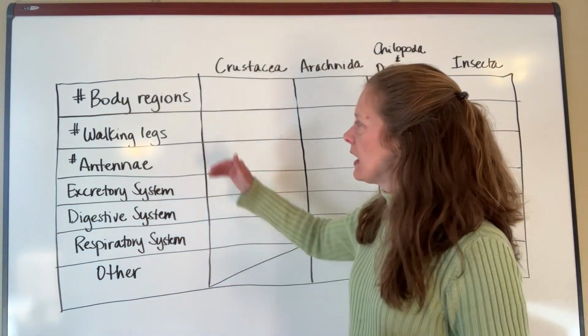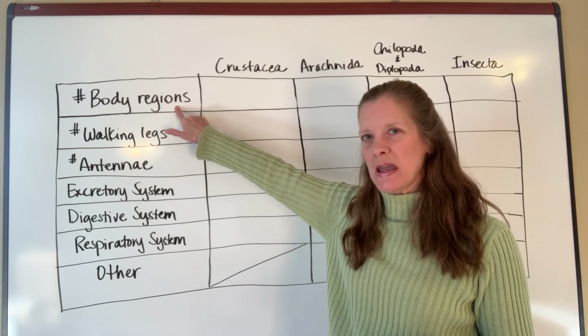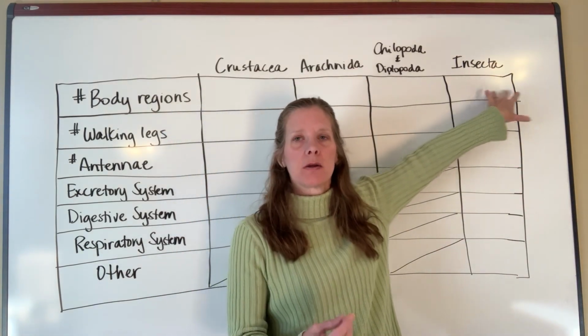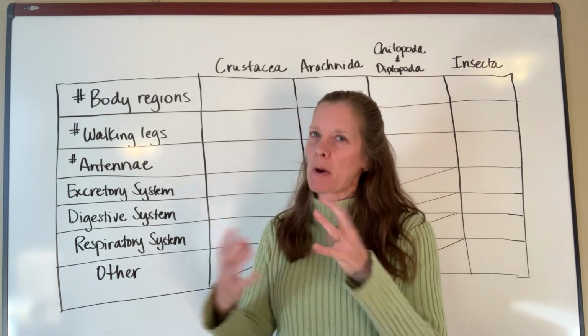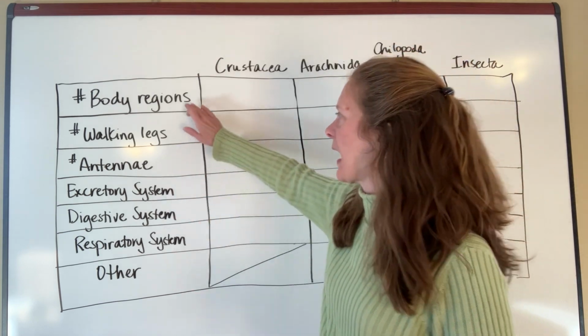As you go through and are studying each one of these different groups, what I would like for you to do is to compare for each of them, how many body regions do they have? If you studied insects before, you're probably aware that they have 3 body regions, but how about the rest of them? How many body regions do they have? We said they were segmented, so how many regions do they have?